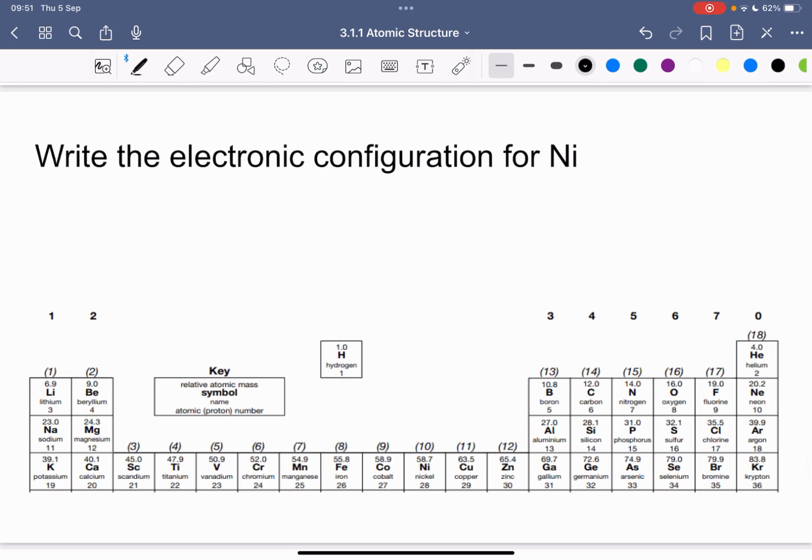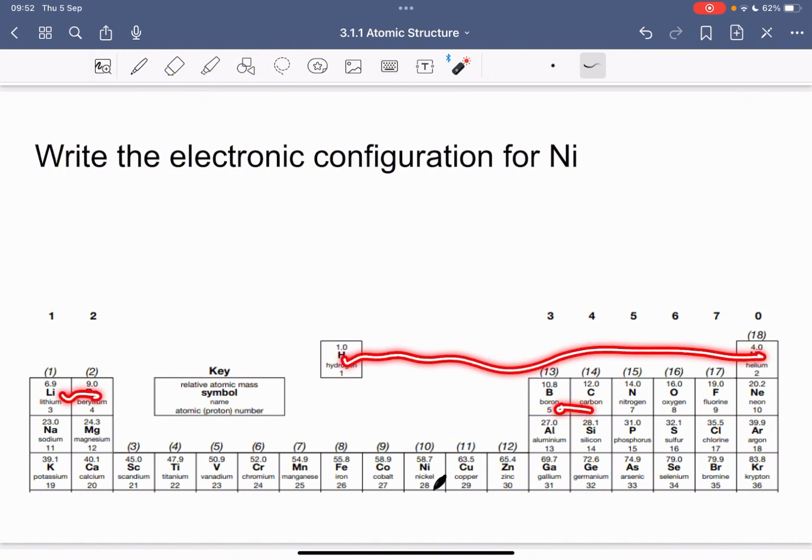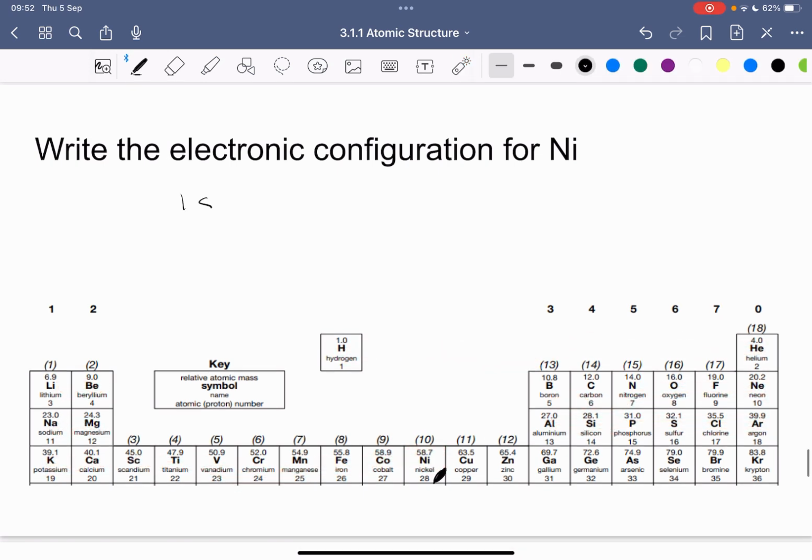So write down the electron configuration for nickel. Nickel is right down here, so I can use the periodic table tactic. So we go 1s2, 2s2, 2p6, 3s2, 3p6, 4s2, and then 3d, 1, 2, 3, 4, 5, 6, 7, 8, so 3d8. So 1s2, 2s2, 2p6, 3s2, 3p6, 4s2, 3d8.